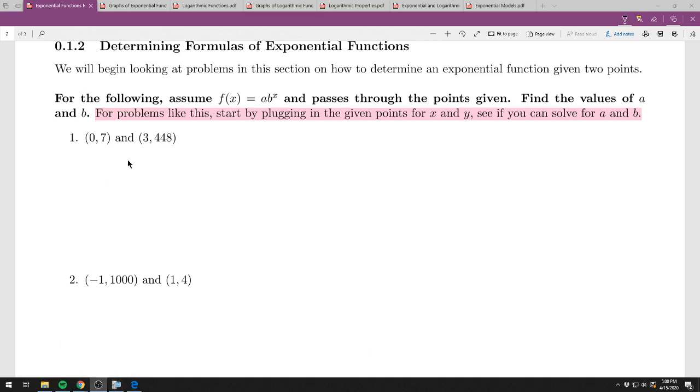Right. So like I said, we'll go ahead and work these two. For the following, assume f of x equals a times b to the x. It is telling you that this plus k is 0. We don't have to worry about it. What we want to do is find the values of a and b.